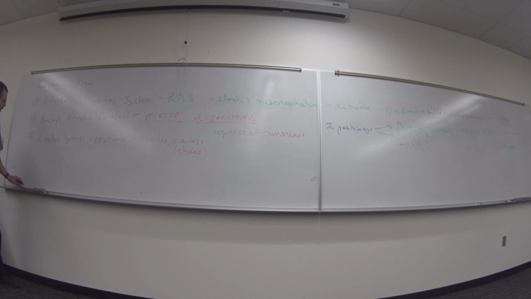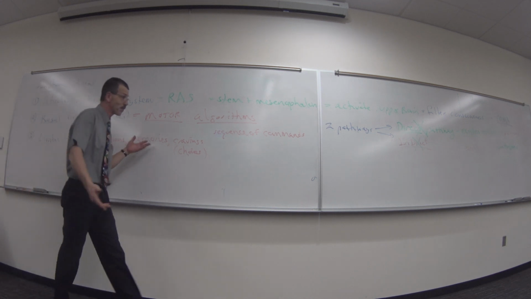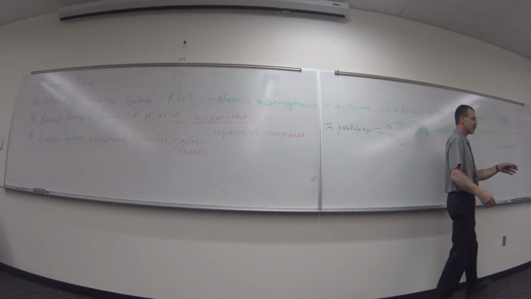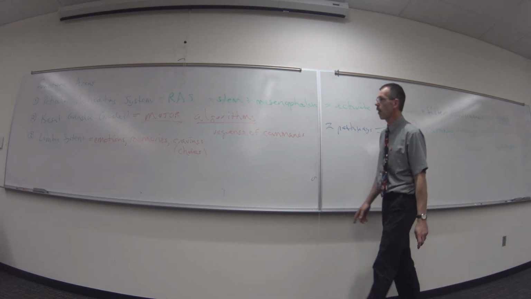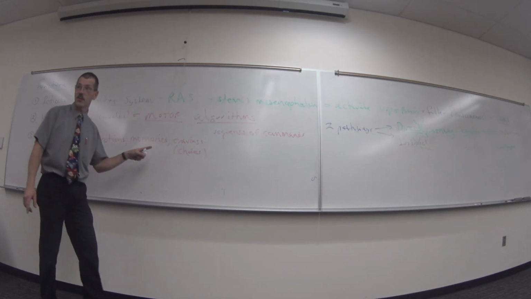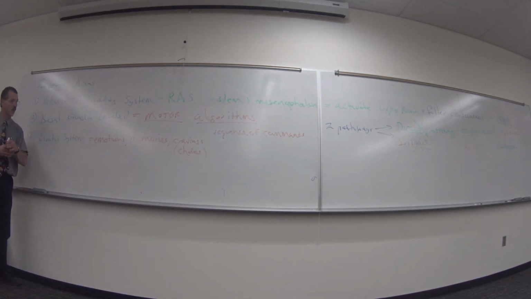All right. So this system is dealing with the emotional part of your life. Do I feel happy or sad? It deals with the emotions, the memories of those. How did my birthday party make me feel? And it also deals with a thing called cravings or choices. So let's put this together.